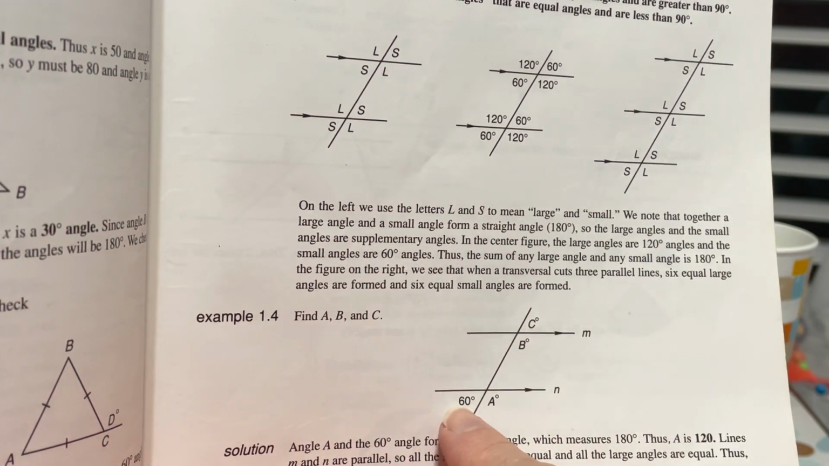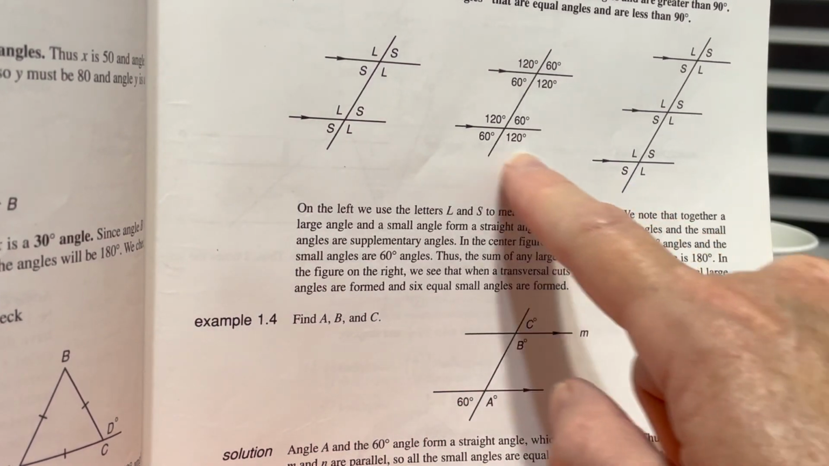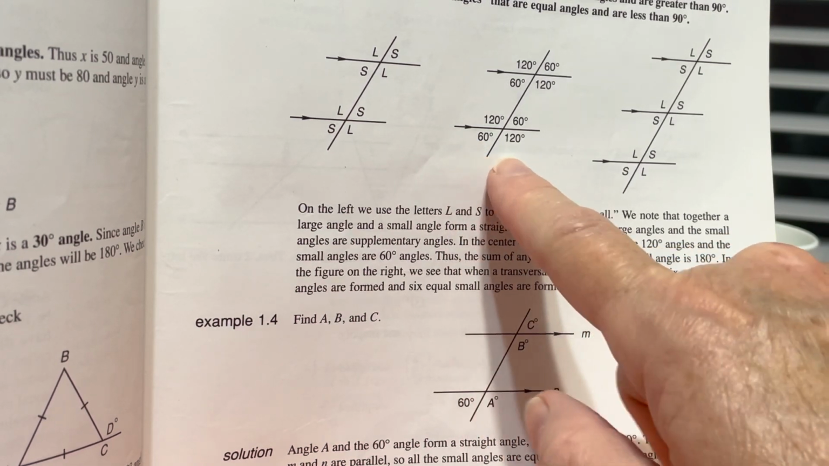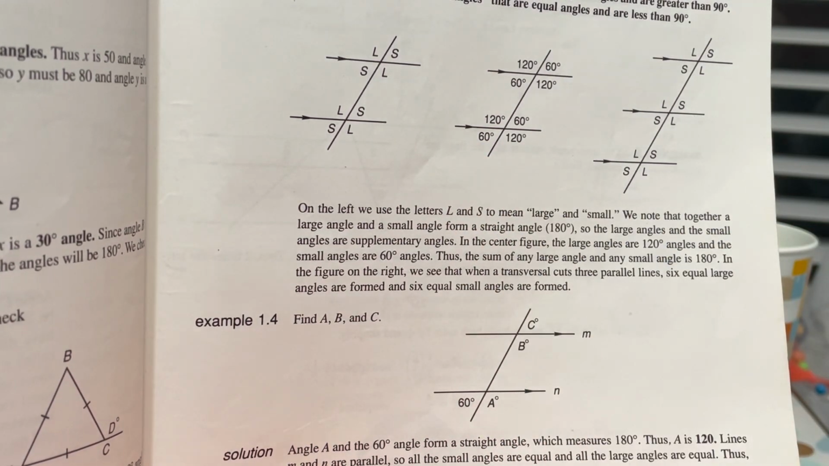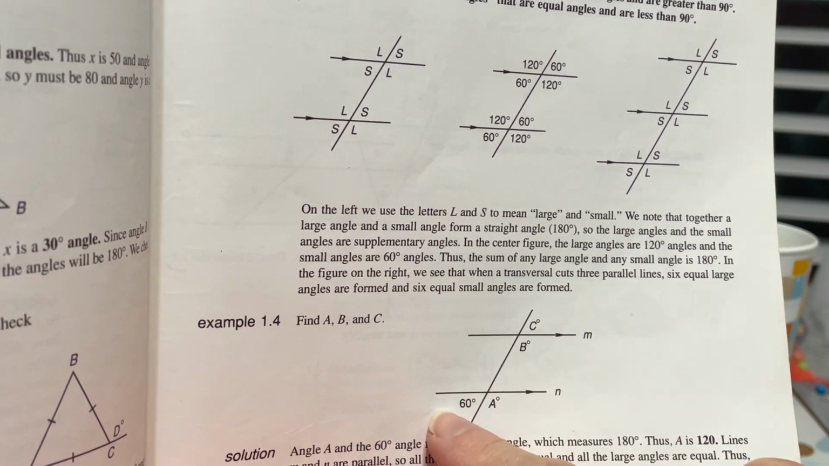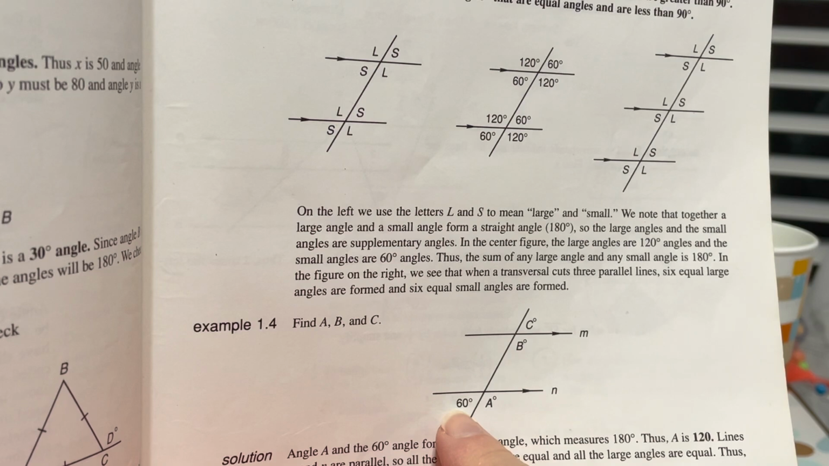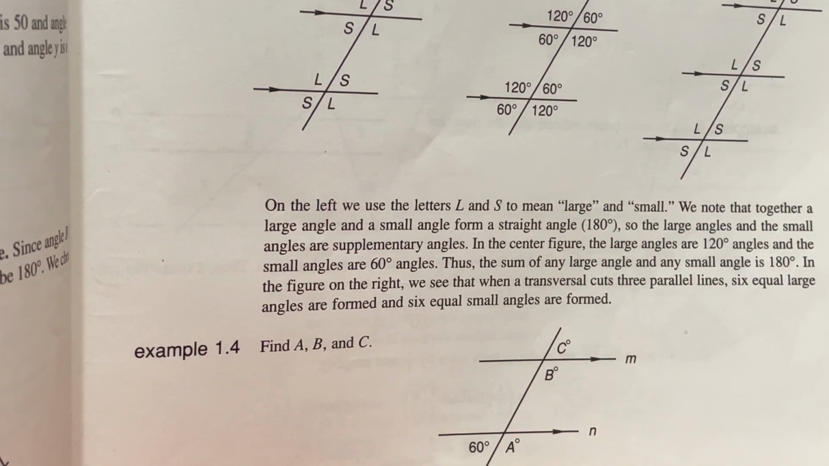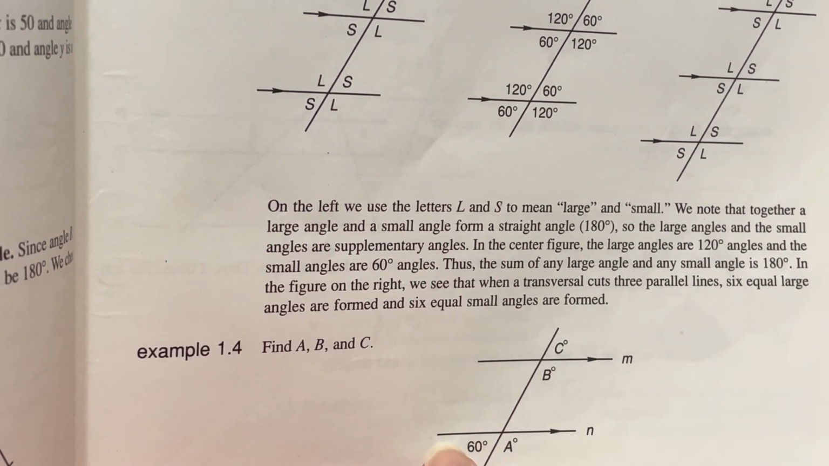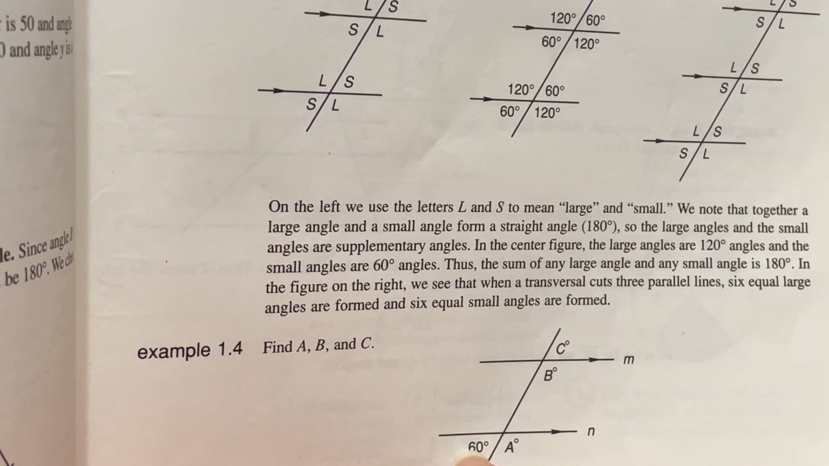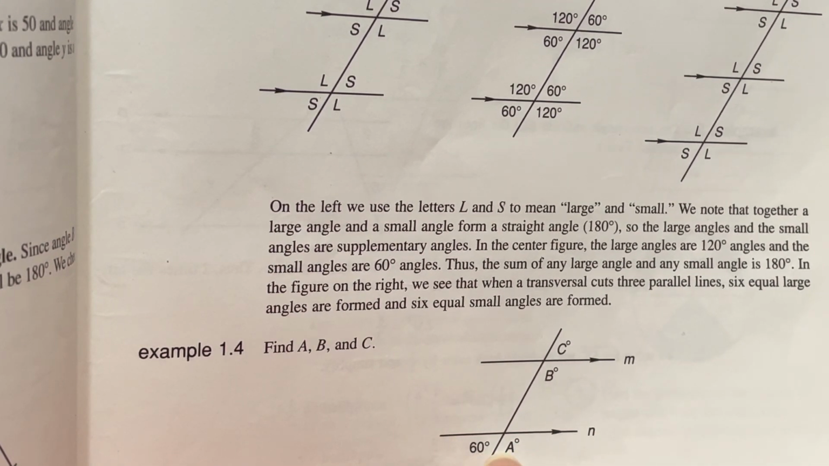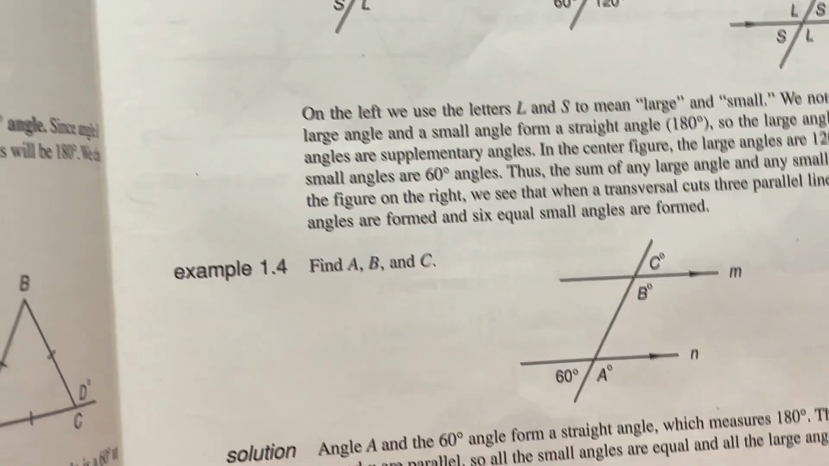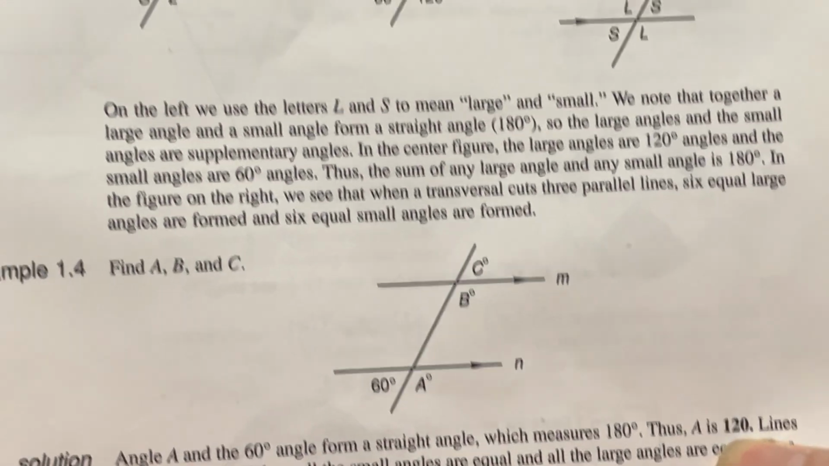All right. Okay, so in this section we have example 1-4, and it says find A, B, and C. Now they give us one angle. But over here, we had two angles all the way up, but we knew that if we had one of them, the other one had to be supplementary with it. So we only need one angle to figure out all the others. Okay, so if this one down here is 60, then A must be supplementary with it. 60 plus 120 gives us 180, so A must be 120, which it tells you right there.